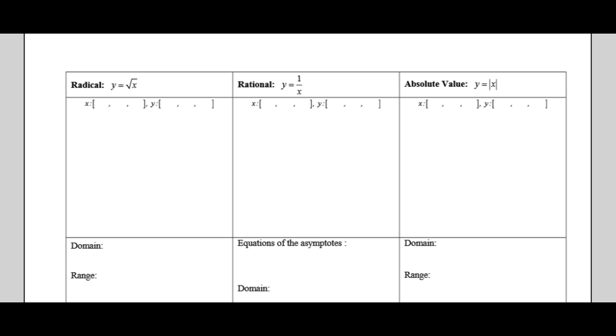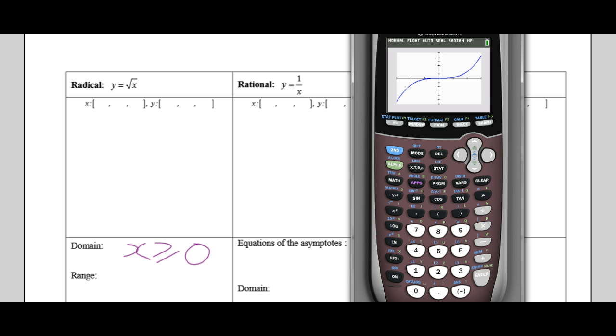Radical sign, right? What can't you have under a radical sign? Negative. So what's x going to be? It's going to be greater than or equal to 0. Right? So I can do that without graphing it, but let's graph it anyways. Okay, so first zoom standard, right? Let's go back to a standard window. Y equals, hello, y equals. Let's clear that. I just don't want to edit around that, so I'm just going to clear it, right? Root x. Well, that was good. Let's go back to y equals.